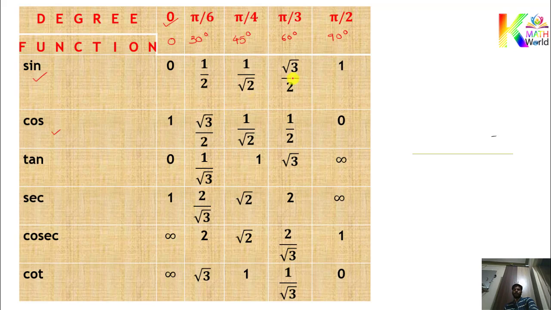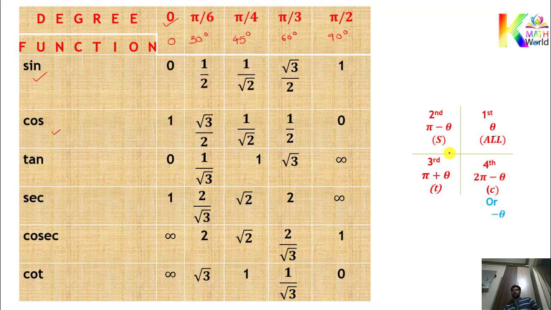We know one more thing. Last year we have seen the structure all STC. All, it means first quadrant. Each and every function is positive in this quadrant. S, it means sine function and its reciprocal function cosec. Sine and cosec are positive, while the other functions are negative in this quadrant.